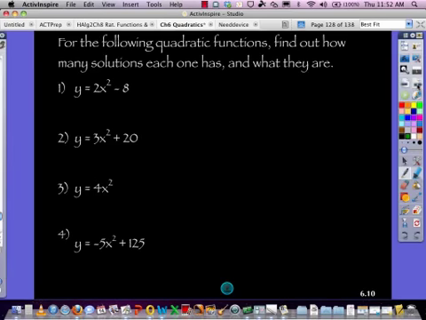So with that, start looking at these. For each of the following, find out how many solutions each one has and what they are. So in other words, you would have to solve them by doing what we just did. And I'm looking at this first one. We have an a term and a constant.